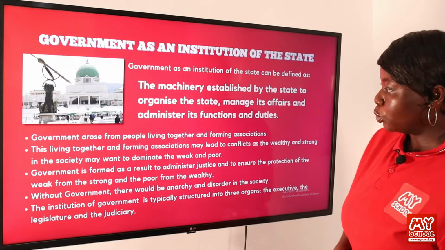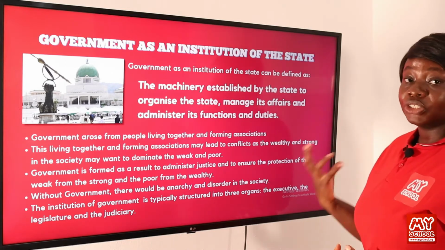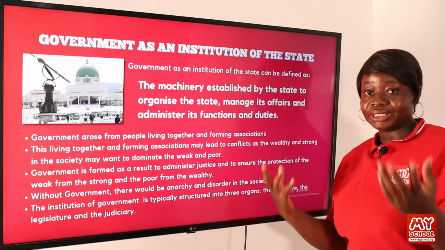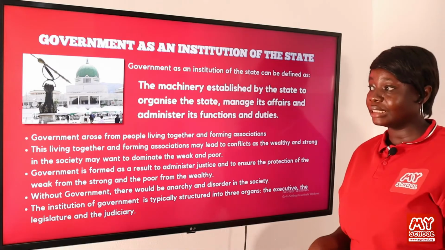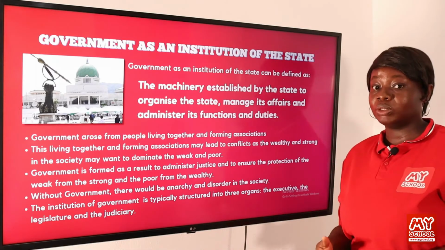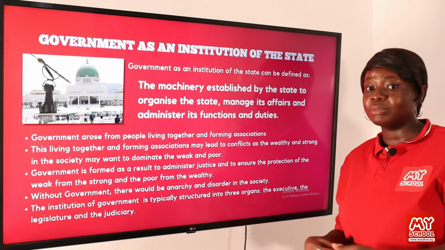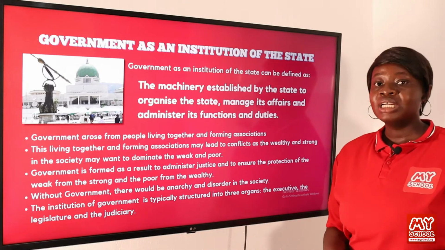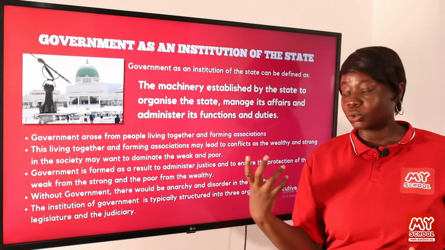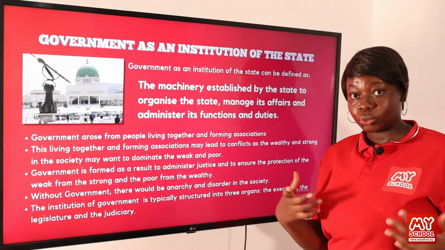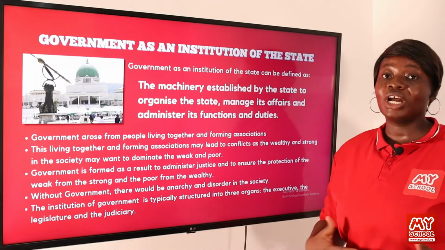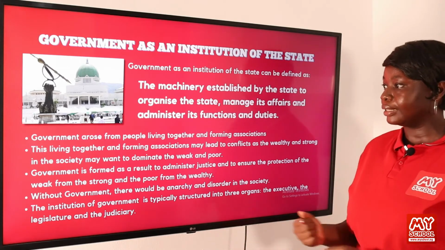All right, government arose from people living together and forming associations. That's how government started. Before we had the president, before we had the governors in our society, it all started from people living together and forming associations with one another. When you move outside of your family to talk to other people in the society, you have to interact with them, and sometimes conflict arises as a result of that. When you form association with other people outside of your family, sometimes it may lead to conflicts because you have differences of opinions, values, and ideas.